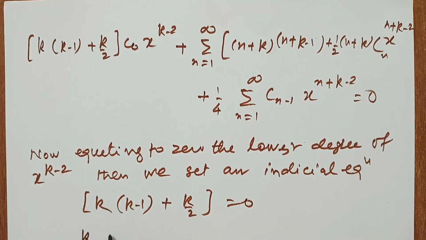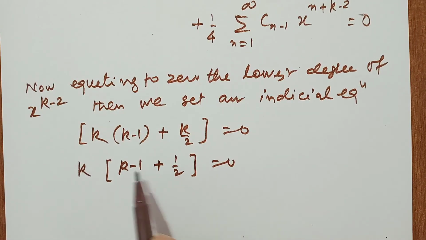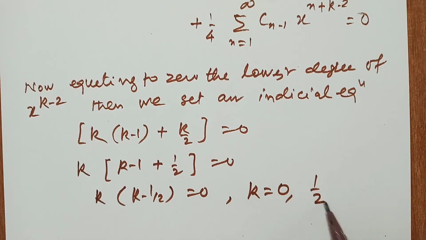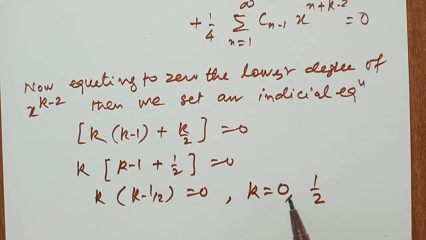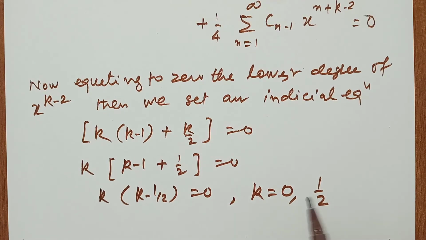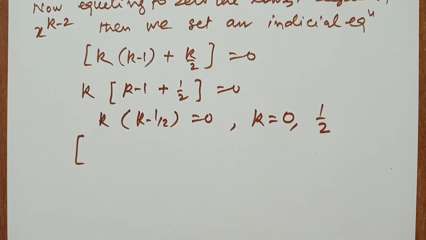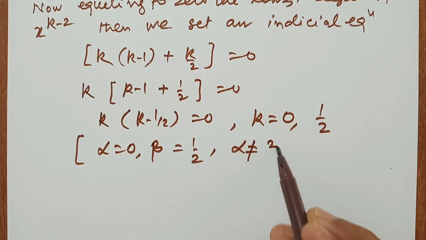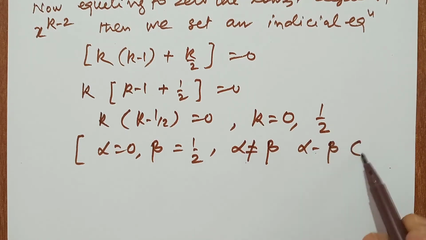So k minus 1 plus 1/2 equal to 0. Now k(k minus 1/2) equal to 0. So here the value of k is equal to 0 and 1/2, means these are alpha and beta. I have discussed before, when roots are different and the difference is not an integer, so here the type of roots: alpha is equal to 0, beta is equal to 1/2, alpha not equal to beta, and alpha minus beta does not belong to the integers.